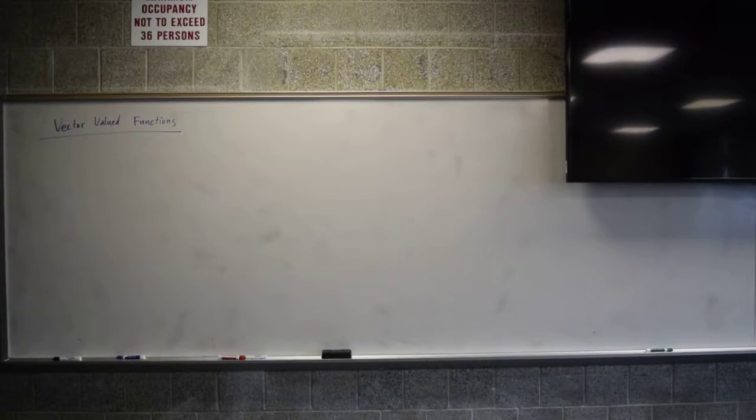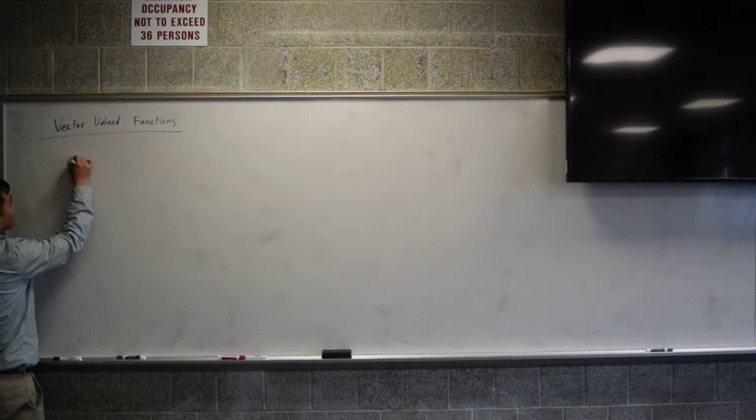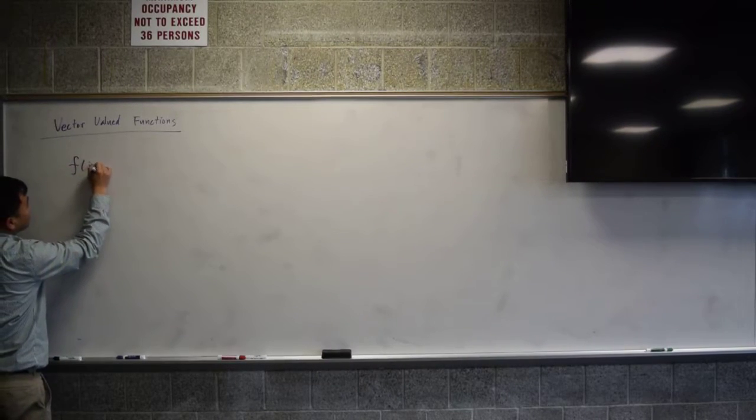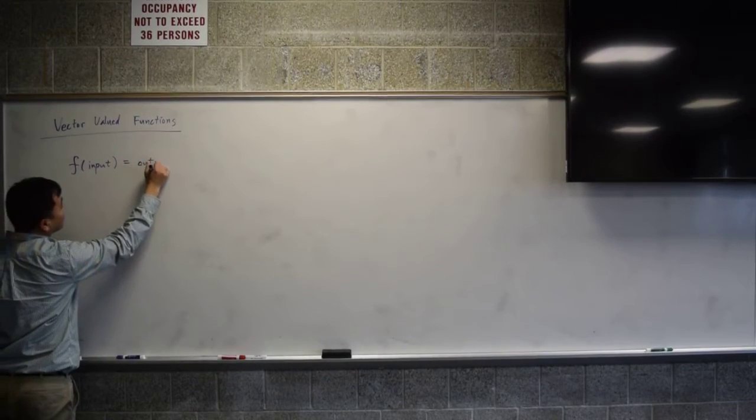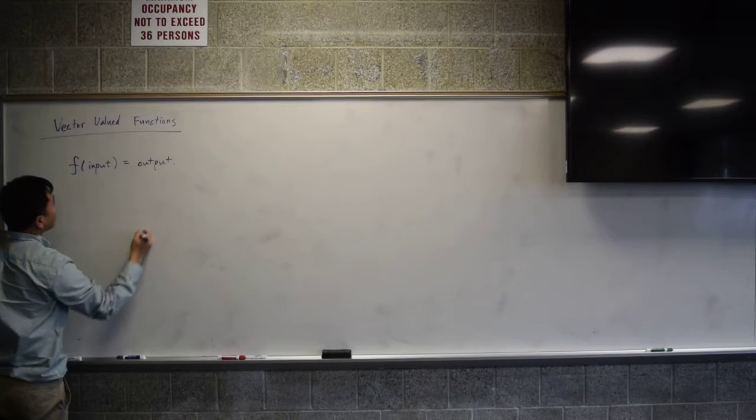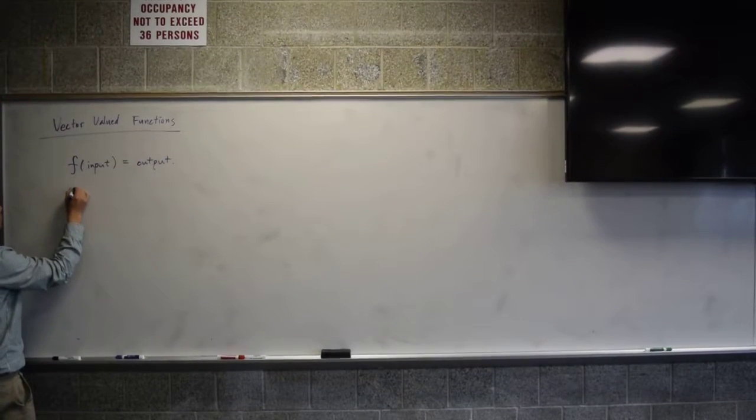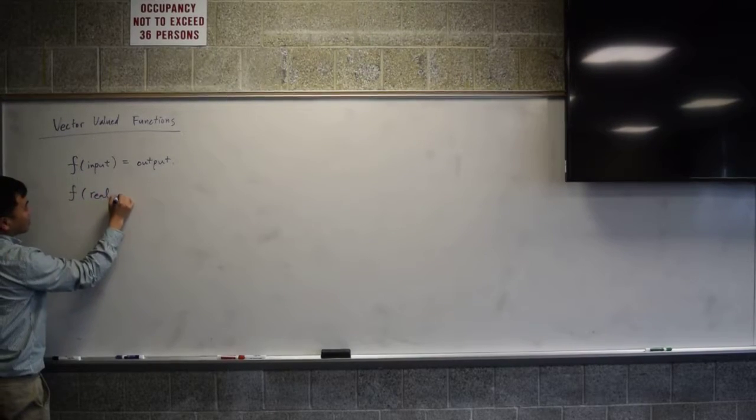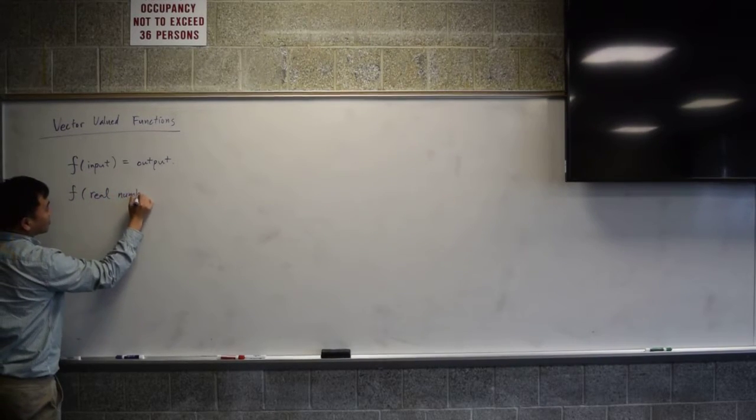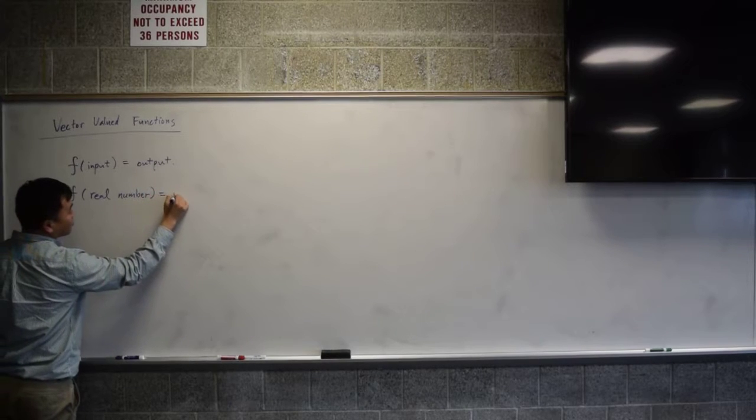So, what's a vector valued function? A function has an input that gives you an output. A vector valued function is something that takes one real value, a real number, and gives you back a vector.